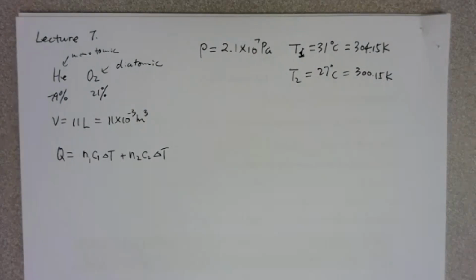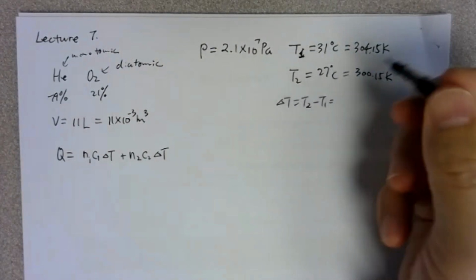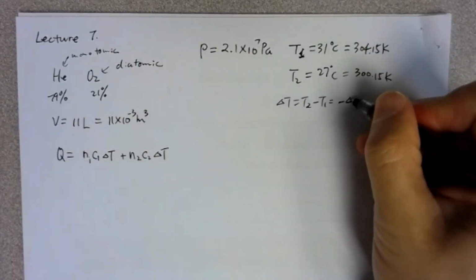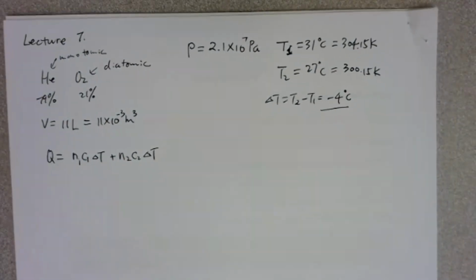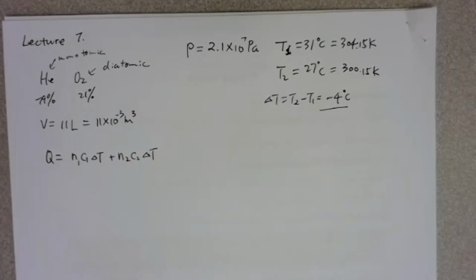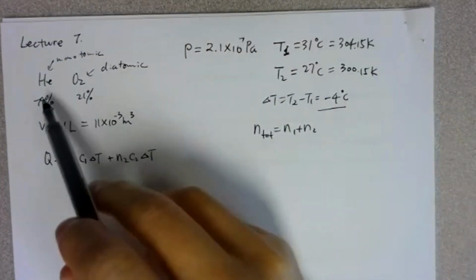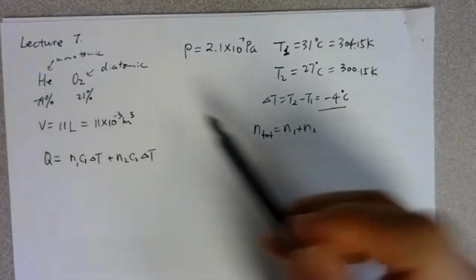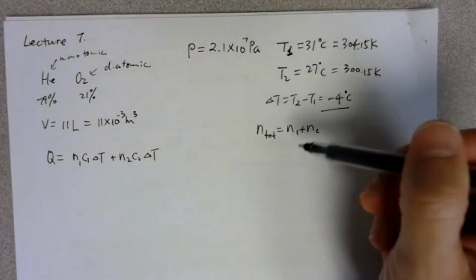So I think we have delta T. Delta T is T2 minus T1, so you can do T2 minus T1, minus 4 degrees Celsius, okay? And N1, N2, we don't know N1, N2, but I think we can calculate if we know the total number of moles. If we know N total is equal to N1 plus N2, and they are having 79% and 21% respectively, then this one will be 79% of the total, and this one will be 21% of the total.